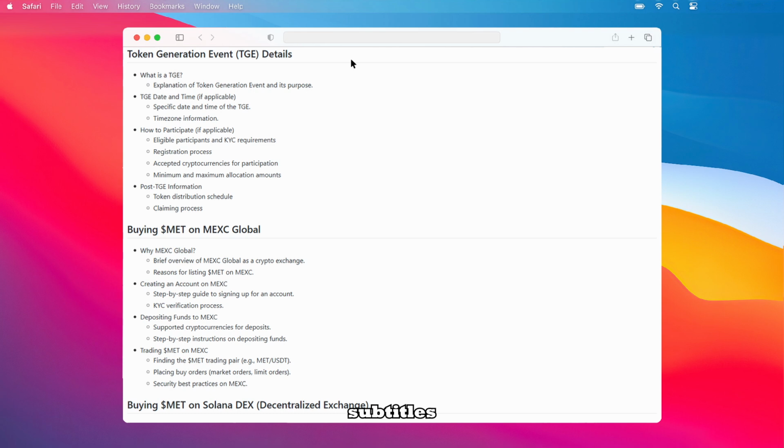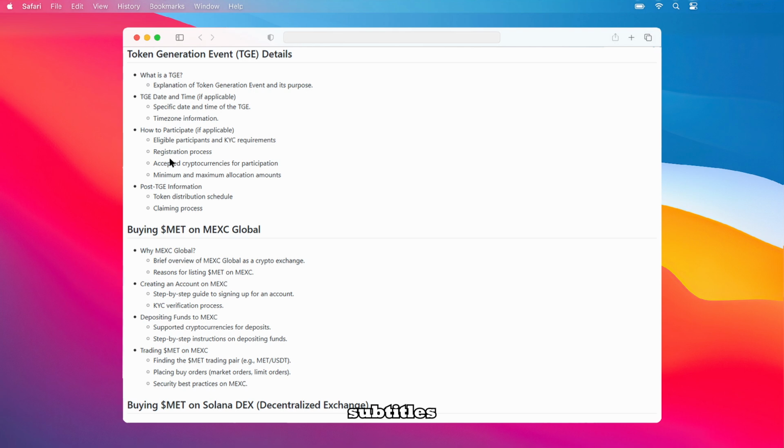Right, let's explore how to acquire $MET, the METEORA token, on MEXC Global. First, we'll delve into why MEXC Global is a suitable platform, giving you a brief overview of the exchange itself and the specific reasons behind listing $MET there. Next, we'll guide you through creating an account on MEXC, providing a step-by-step sign-up process, including the essential KYC verification.